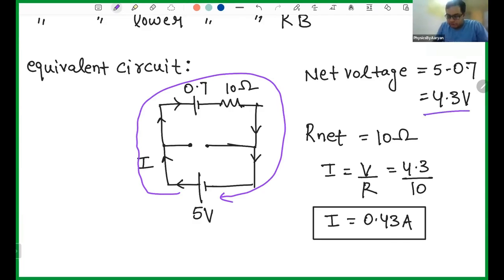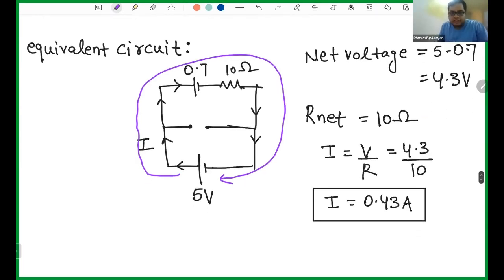Net voltage is 4.3. What is the net resistance in the circuit? You can clearly see only 10 ohm. So what will be the current in the circuit? Current in the circuit will be V by R. V is 4.3, R is 10. So total current in your circuit is 0.43 ampere.